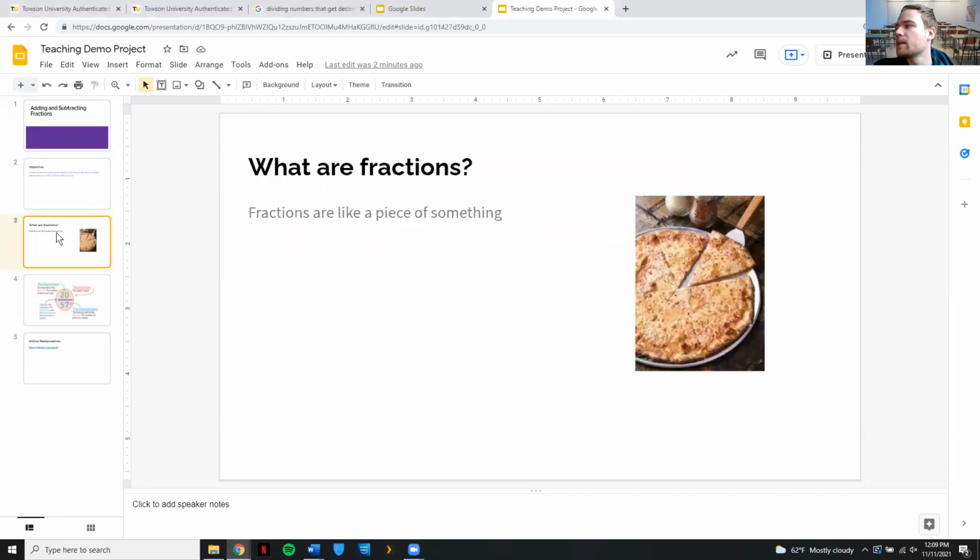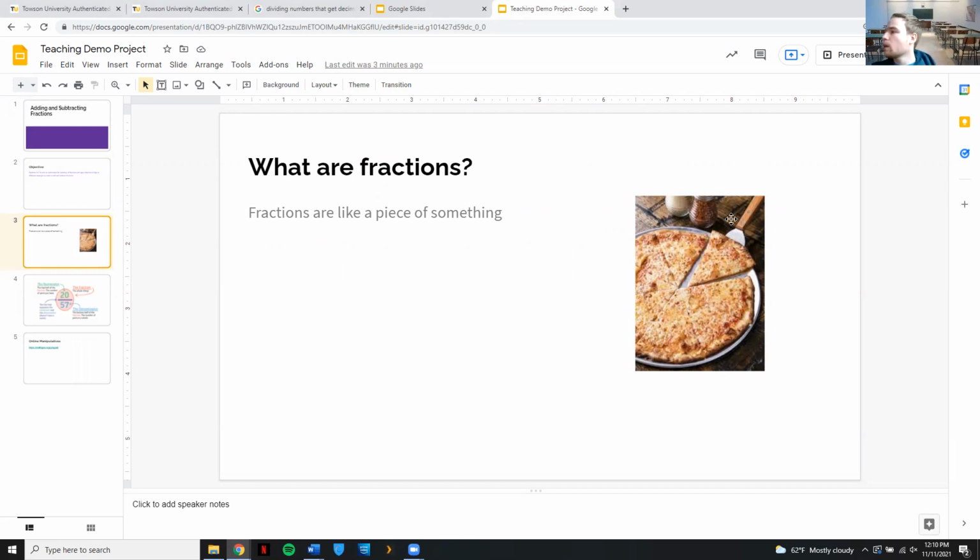All right. So what are fractions? Fractions are basically just like a piece of something. So here we have a pizza. And when we get a pizza, it's usually cut into 8 slices. So we have fractions of a pizza. Each piece of the pizza is a fraction of the whole pizza.